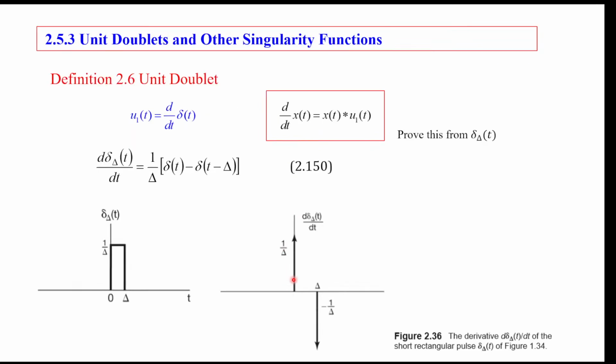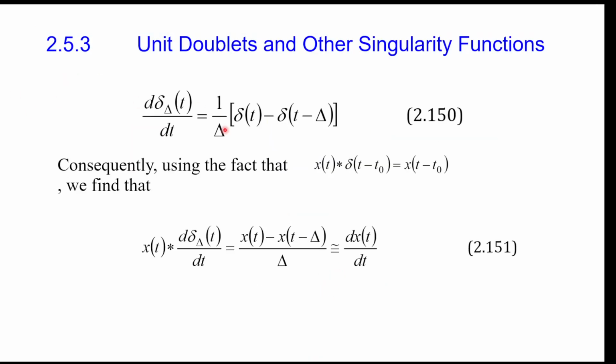So you write it in mathematical form. It's 1 over triangle times delta of t, minus delta of t minus triangle. So it's this spike. And then we can think about what if you do the convolution of x of t with this thing. Then you actually get a nice result.